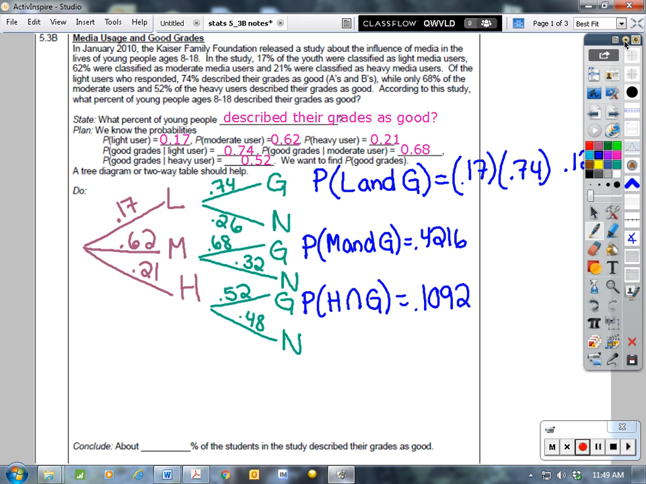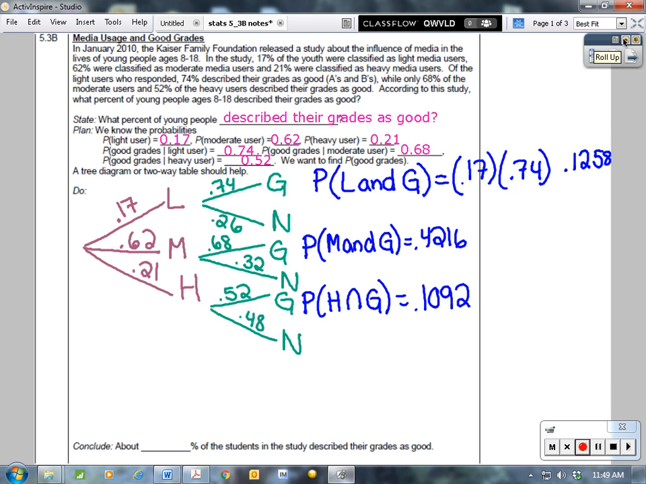And so I can go ahead and just add all these up. 0.1258 plus 0.4216 plus 0.1092. And I get 0.6566, which is about 66%.